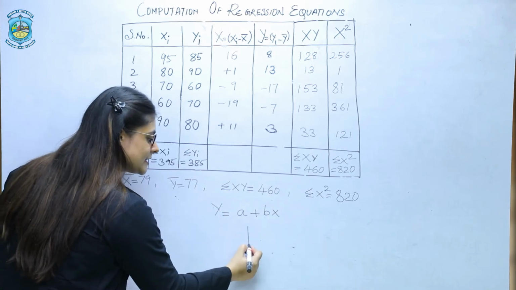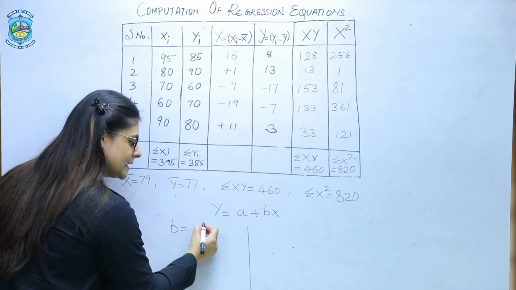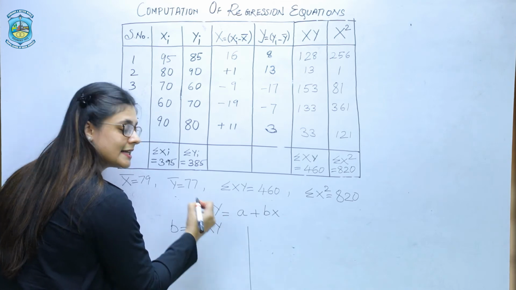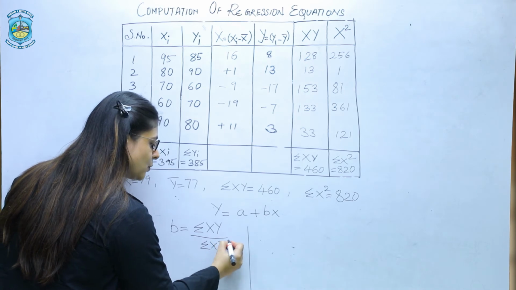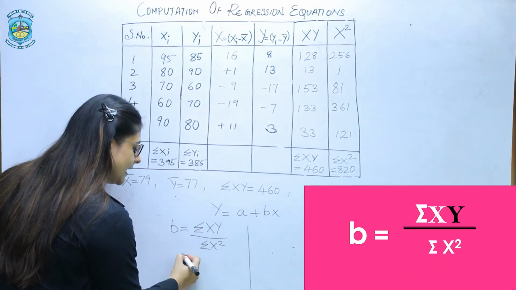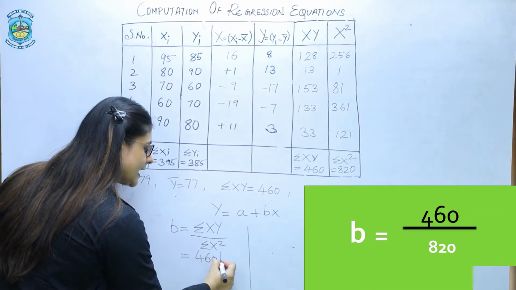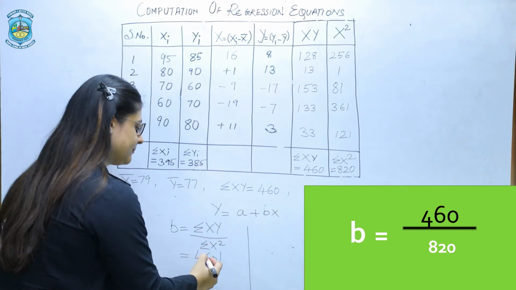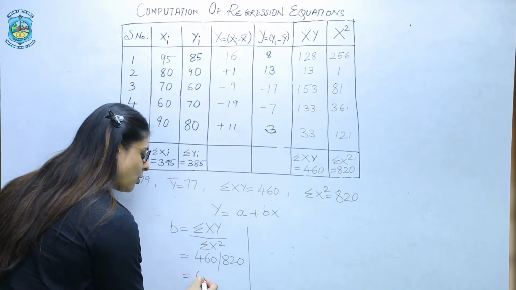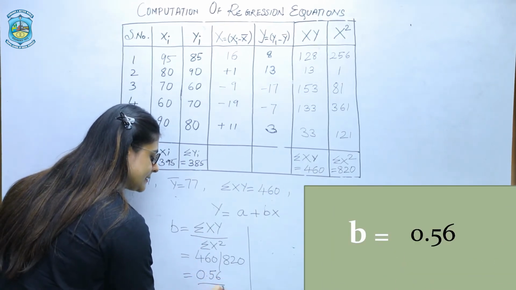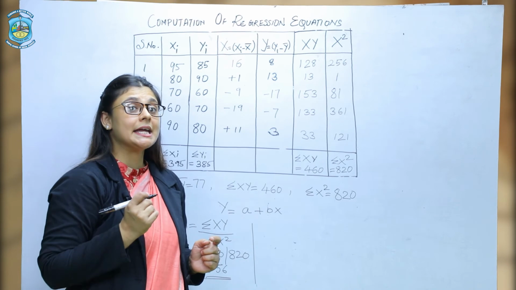Now how do we proceed? Let's first find out the value of b. So b is equal to summation of capital X y divided by summation of x square. Here we put the values. Summation of xy we have already written as 460 divided by 820. The answer is going to be 0.56. Please recall that this is also known as the y-intercept.